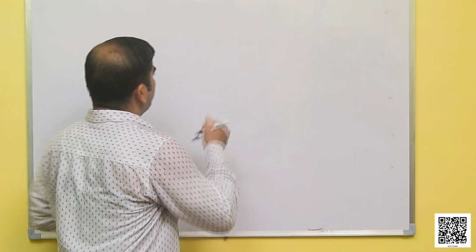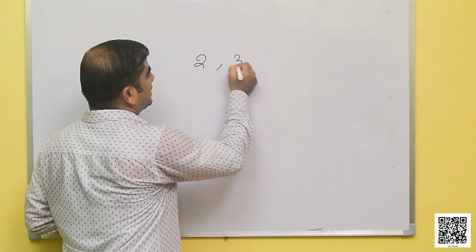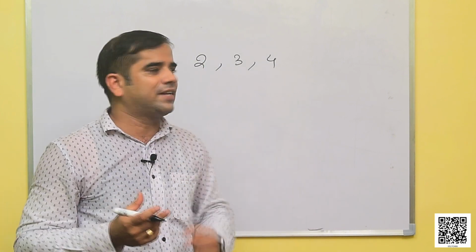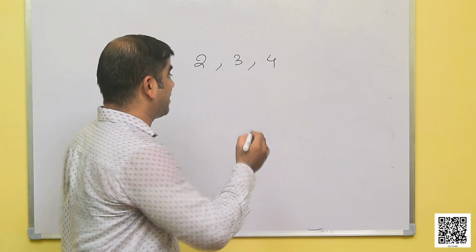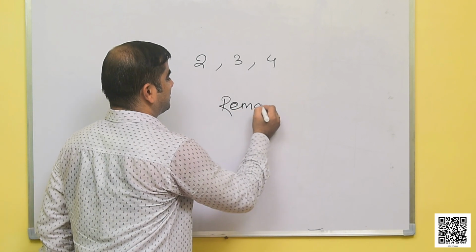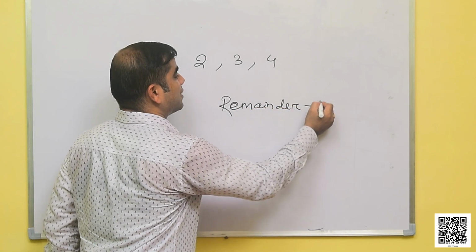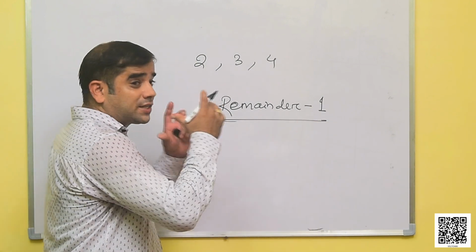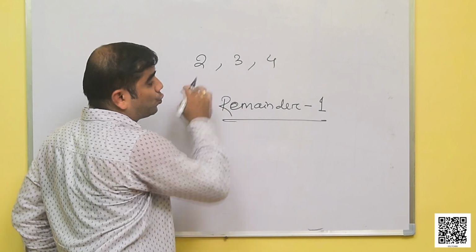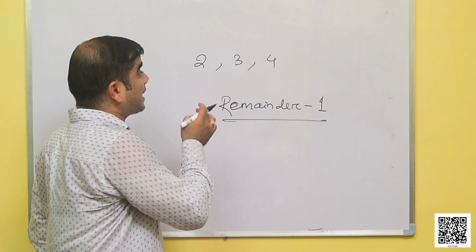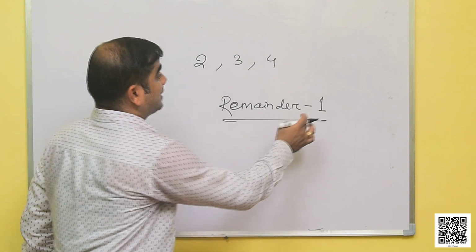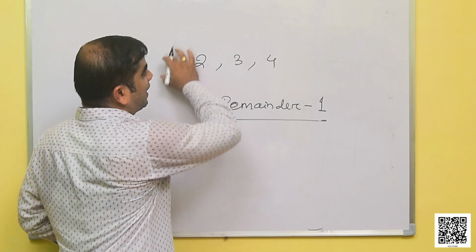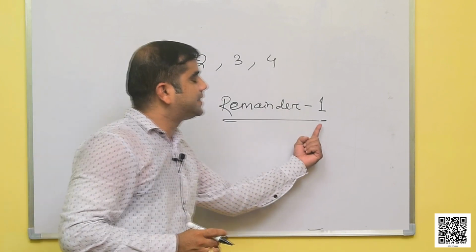Because if I make groups of, suppose, 2, 3, 4 and I say that one seed is still left, that means in the division system the remainder is 1. When the number of seeds is divisible by 2, the remainder should be 0. But it is not divisible by 2, the remainder is 1. That means one seed is still left to be grouped. So if I group in this way, I have one seed left.